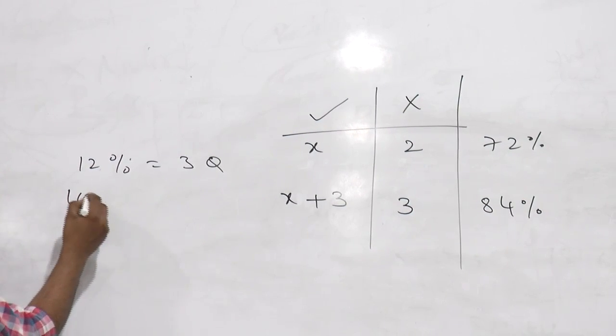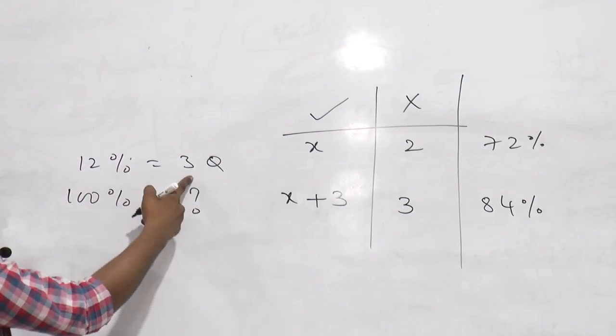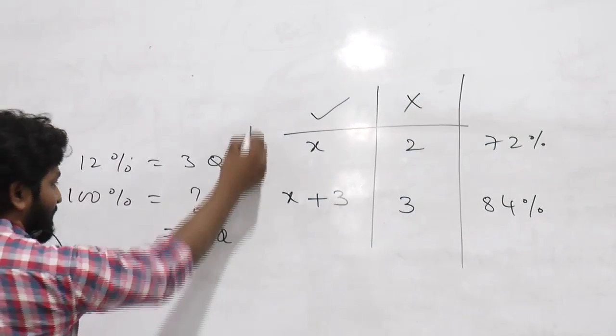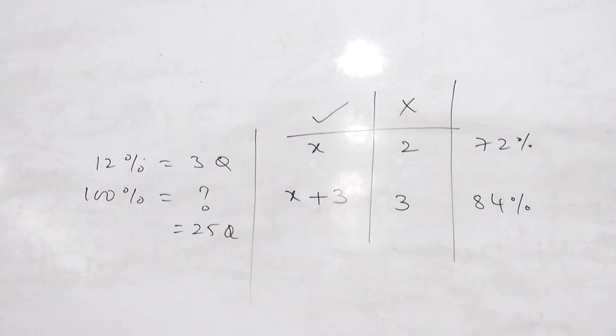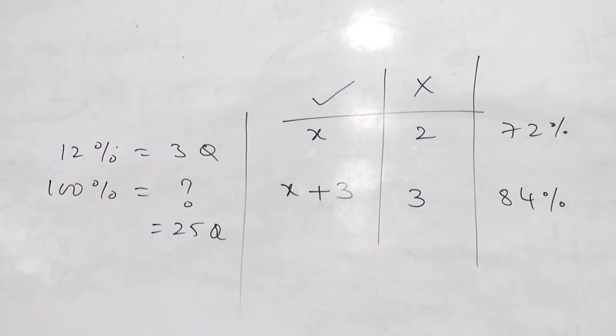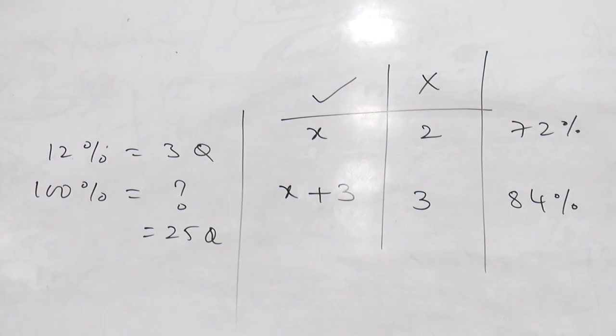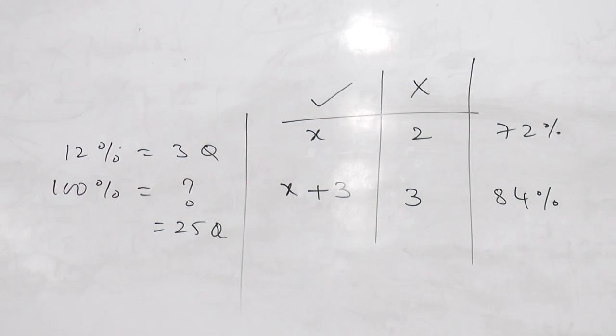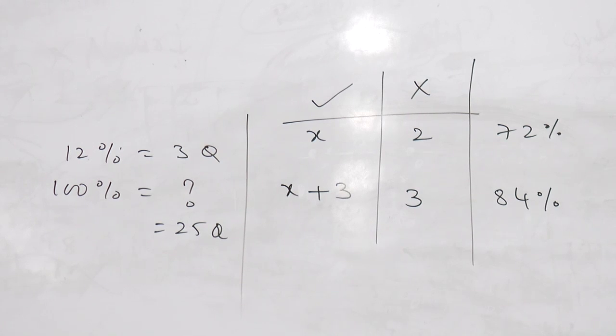Total marks, 100%, is equal to how much? Divided by 4, divided by 4: 25 questions. So the examination was for 25 questions. So quantity 1 is 20 and quantity 2 is 25. Quantity 2 is more than quantity 1. Understand?